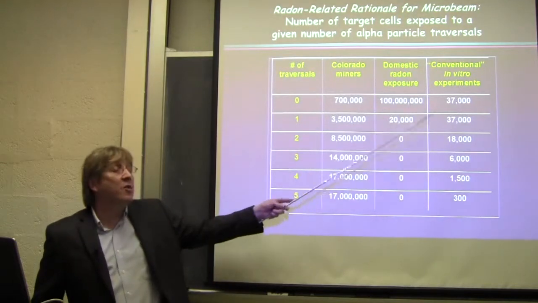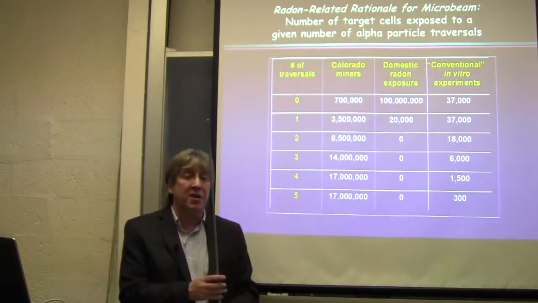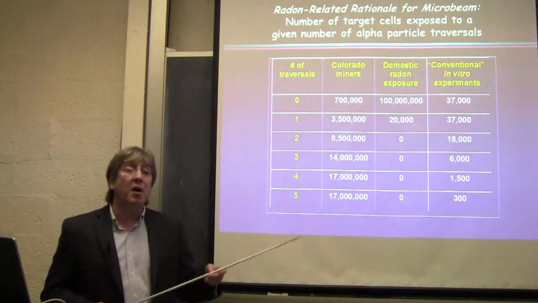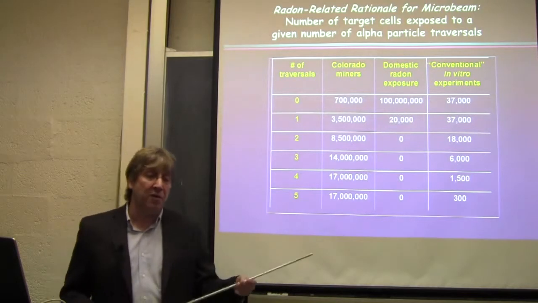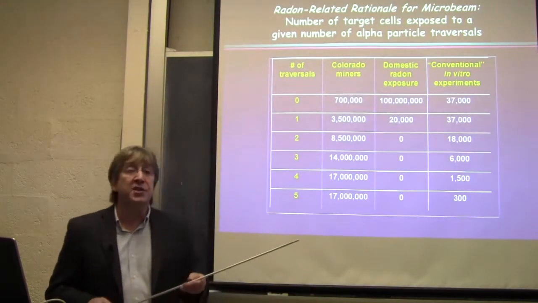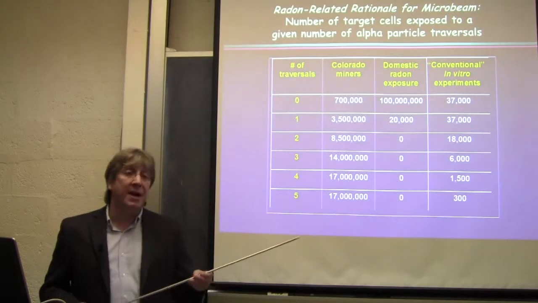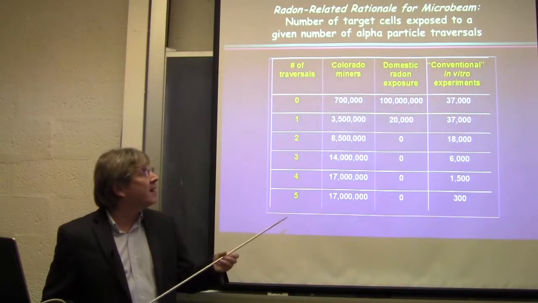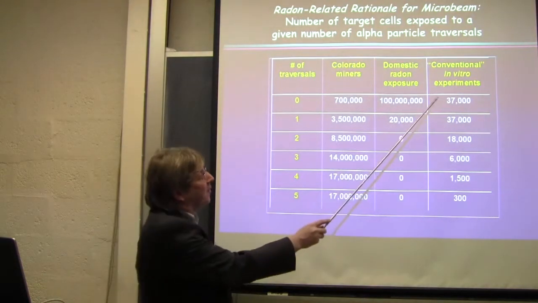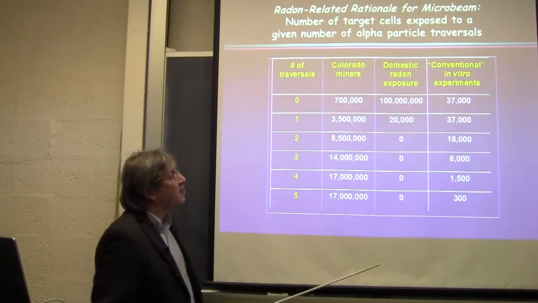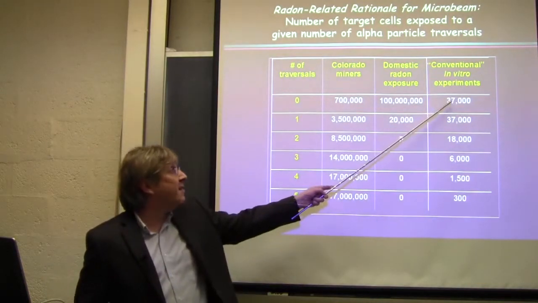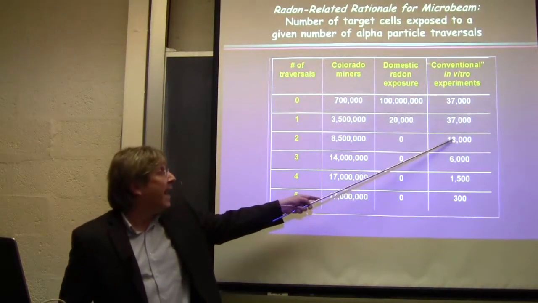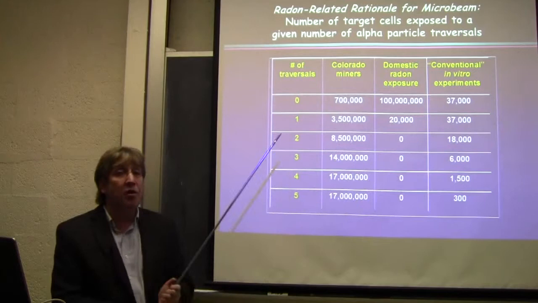And let's compare that also with a conventional in vitro experiment, where, for example, we irradiate some cells in a dish and we give, on average, one alpha particle going through every cell. But that's on average, of course, and if you do a broad beam irradiation, you'll get a Poisson distribution in the number of hits per cell. So, for example, in 100,000 cells, 37,000 will get no hits, 37,000 will get one hit, and a significant number will get more than one hit.